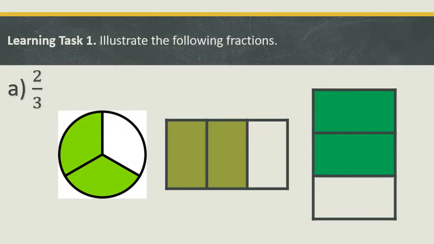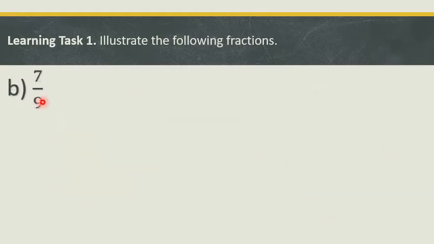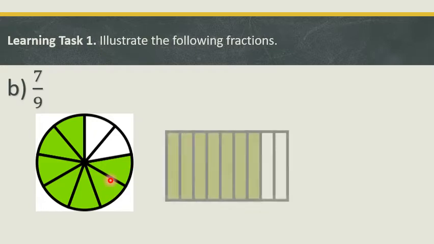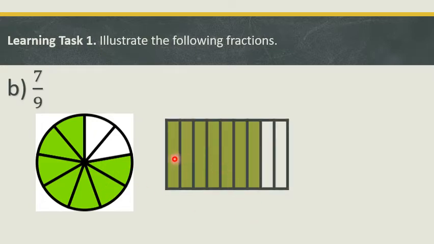Okay, so next. We have 7/9. In the circle, 1, 2, 3, 4, 5, 6, 7, 8, 9. The number on top tells us the shaded part. So our shaded part here is 7: 1, 2, 3, 4, 5, 6, 7. So 7 out of 9 are shaded. That is 7/9. We can also do it through rectangles. So, 9 parts and 7 are shaded, the ones with color.